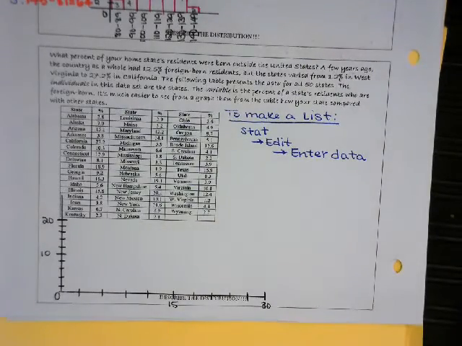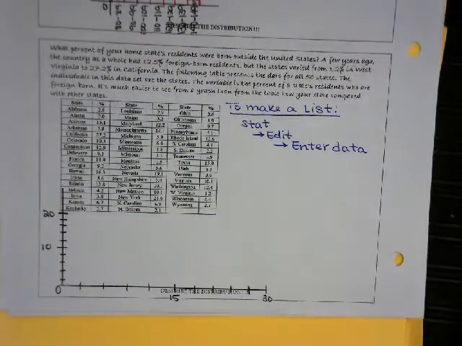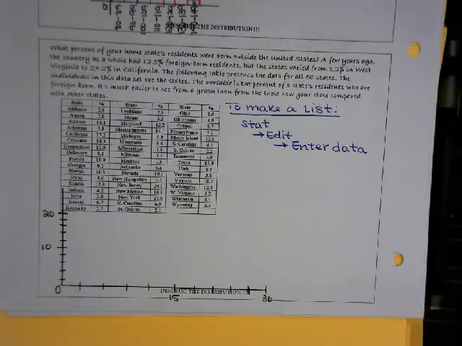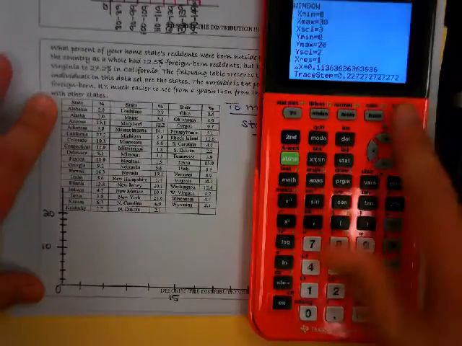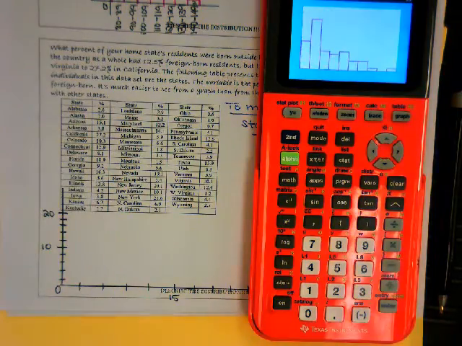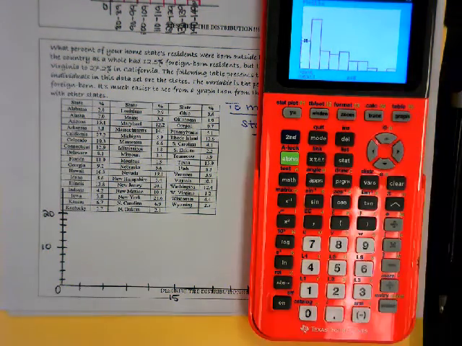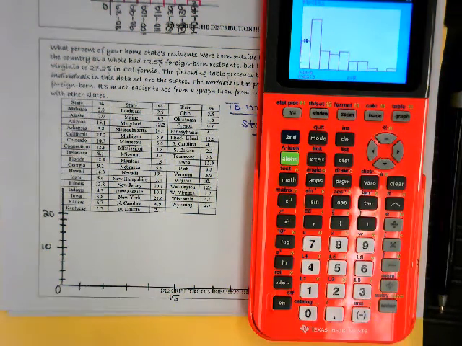I take silence as a yes. So if I go back to my graph and I hit that trace button, it tells me that from 0 to right under 3, I have 9 pieces of data. So I'm going to go up to 9 on my Y.